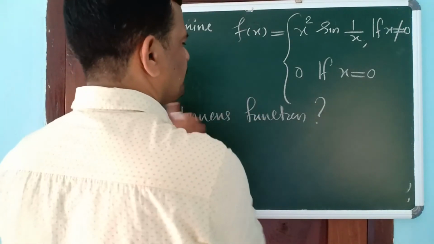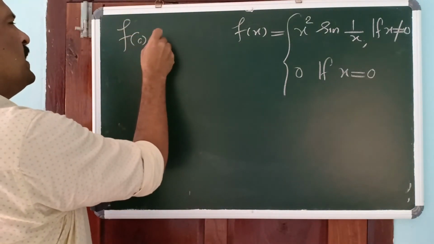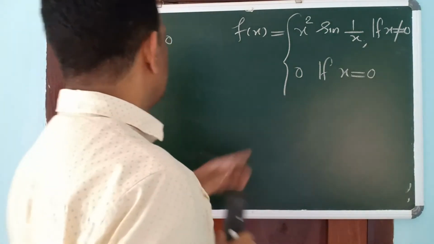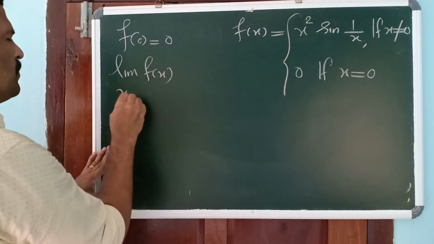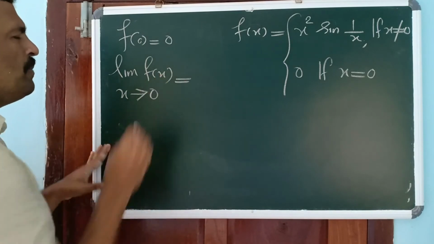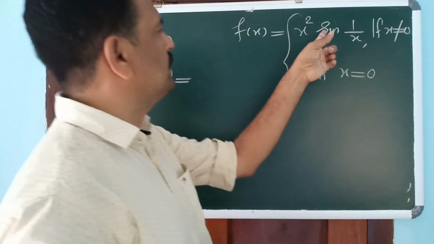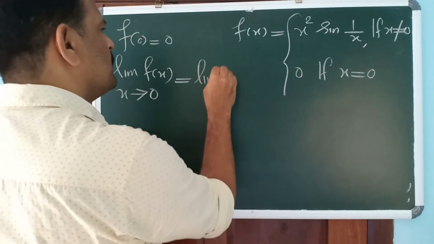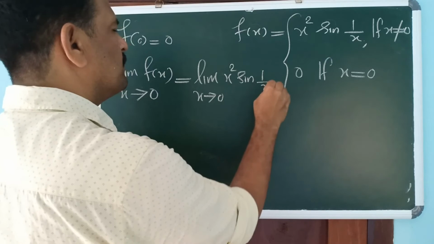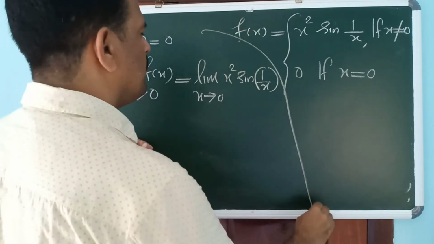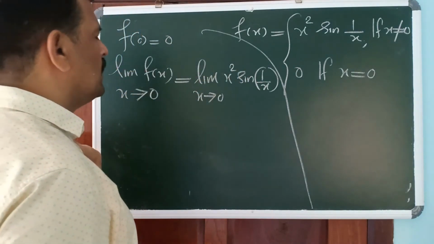So, first of all, we can find f of 0. It is given f of 0 is equal to 0. Now we have to find limit f of x, x tends to 0. X tends to 0 means x is going to 0 and it may be less than 0 or greater than 0. Both the cases, the function is this. Now we have to determine limit x tends to 0, x square into sin 1 by x. If you get this limit, then if it is equal to 0, then we can say that the function is continuous at x equal to 0.